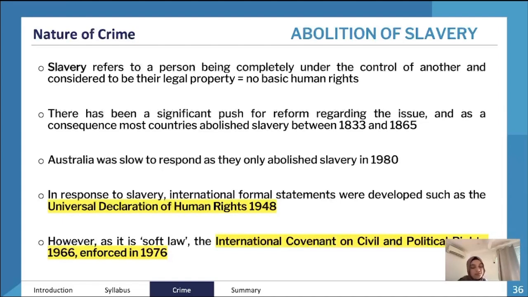Making it a soft law, so not really enforceable, whereas the hard law is enforceable. So in Australia, anything embedded within legislation is a hard law. Soft law would be things like the UDHR, which are simply guidelines for lawmakers, etc.